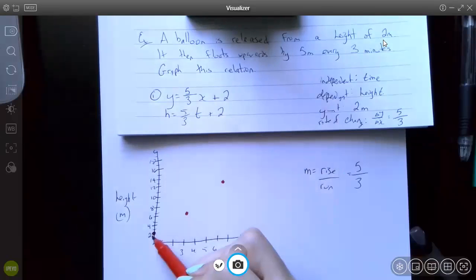Okay, and then we just connect it with a line. Obviously, if this was done on graph paper, it would be much easier and you would get a straight line, but I don't have graph paper with me, so that's the best I can do. But that's it, that's what it would look like.